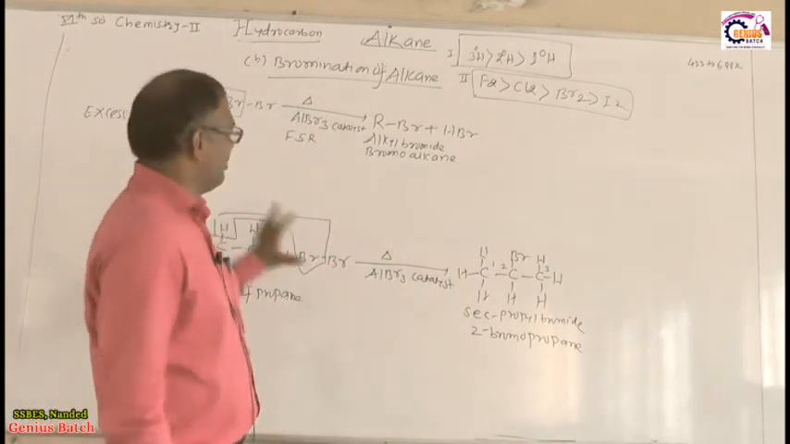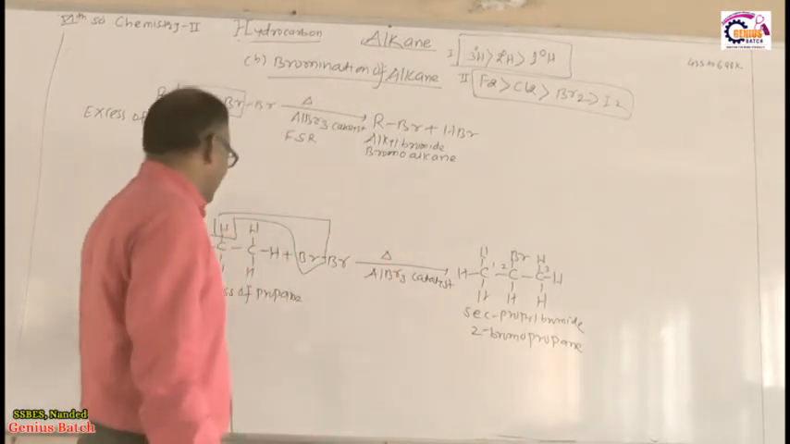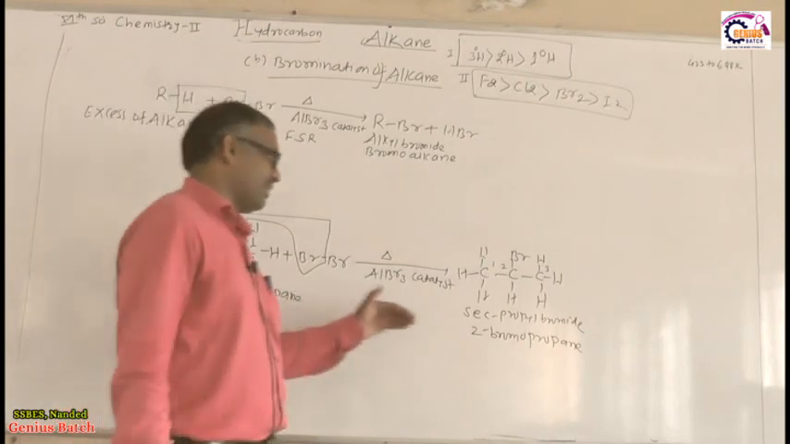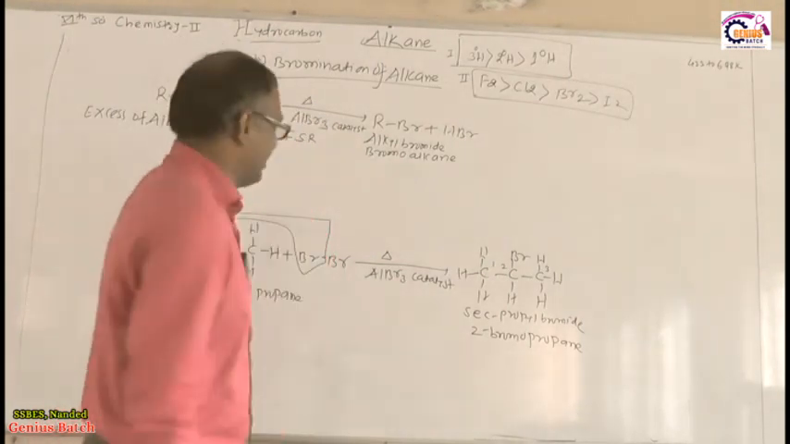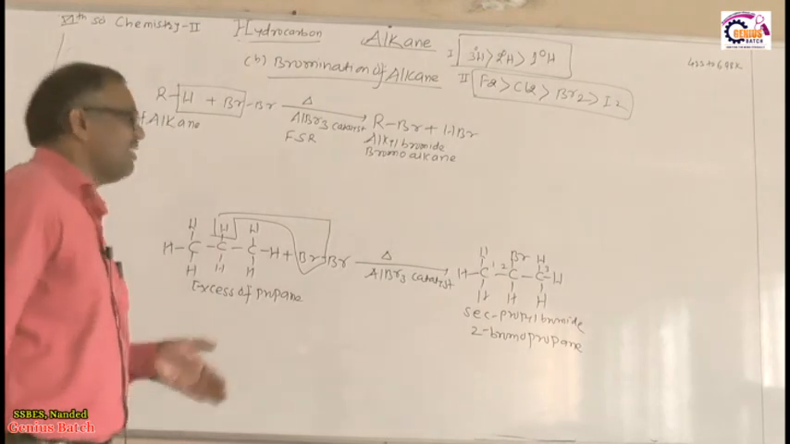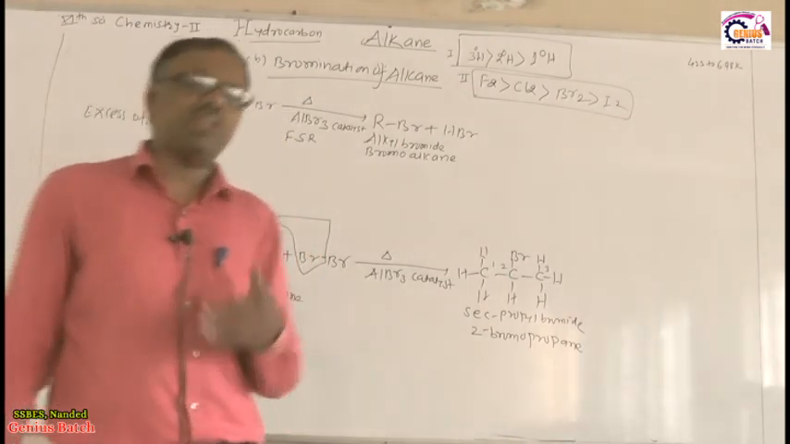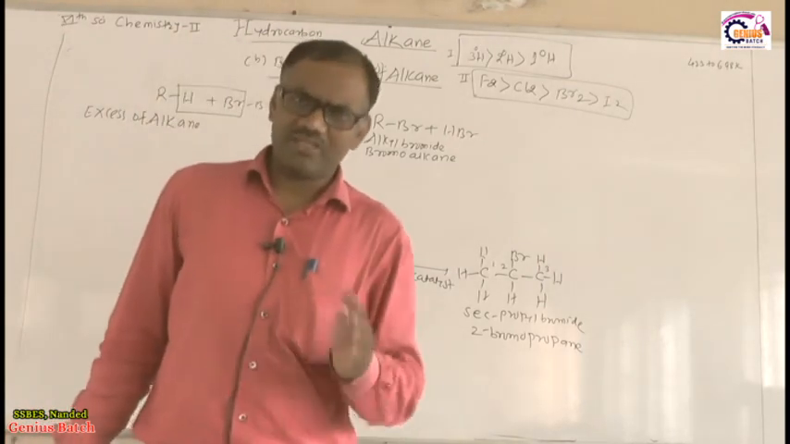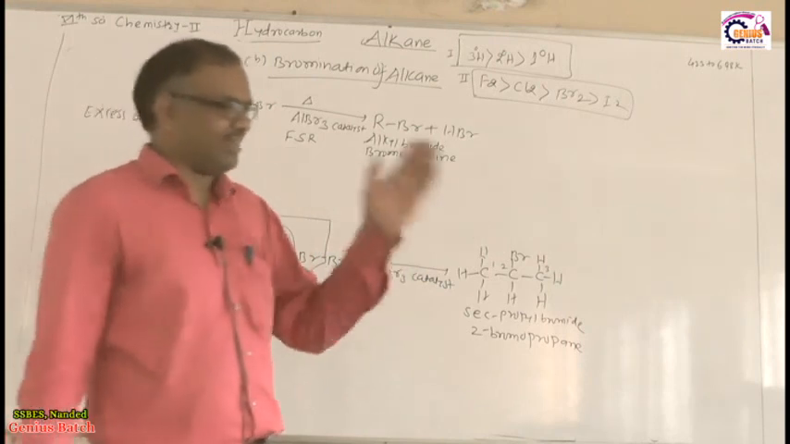So you have to solve questions like this. This excess of propane gives the secondary propyl bromide, that is 2-bromopropane. So this is the bromination of alkane. You can take other examples: n-butane, isobutane, n-pentane, isopentane, neopentane. So solve these and practice.